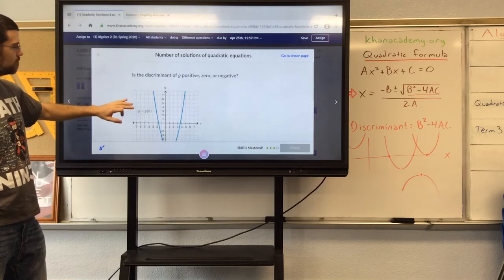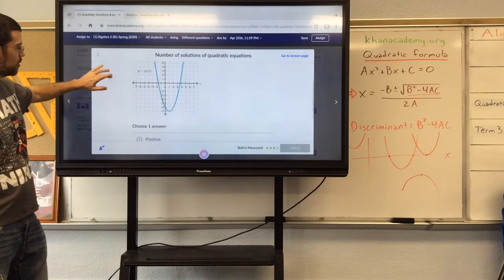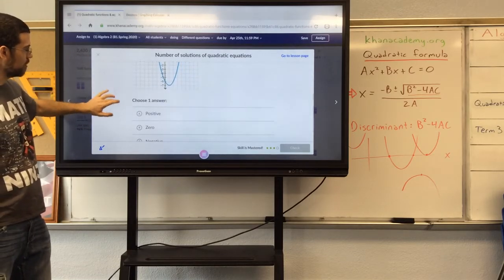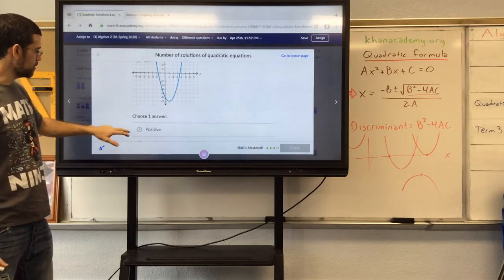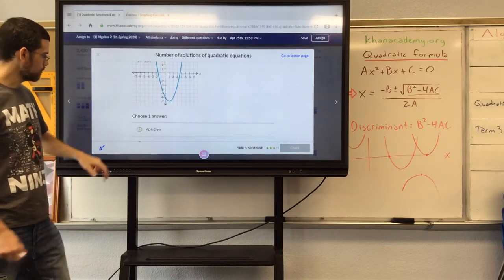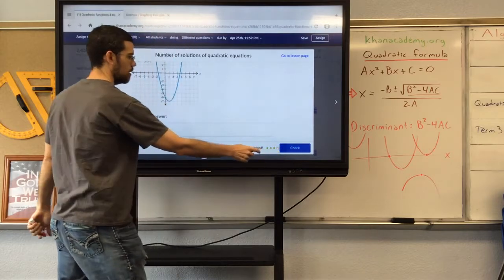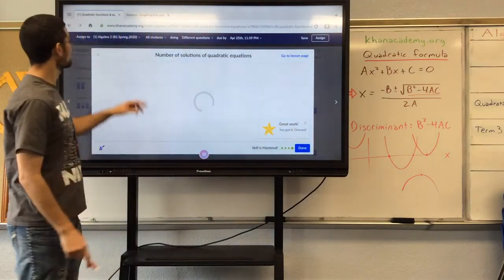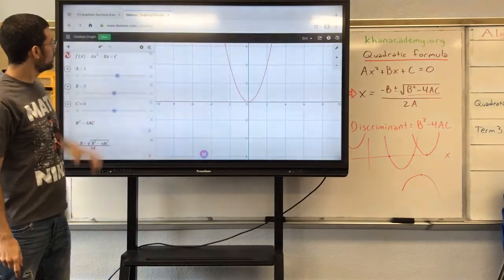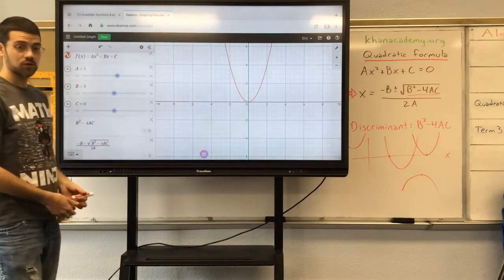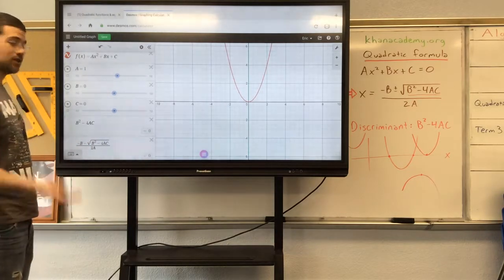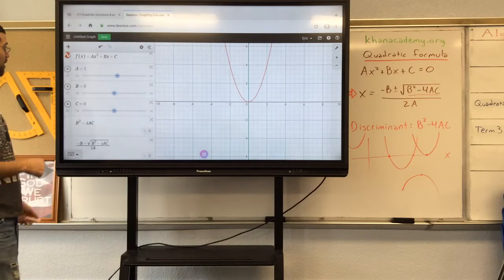Is the discriminant of g positive, 0, or negative? Once again, it's positive because we have two real intercepts with the x-axis. And we're done with that set, but let me just show you over here on Desmos, which is a free online graphing utility that you should use and take advantage of.